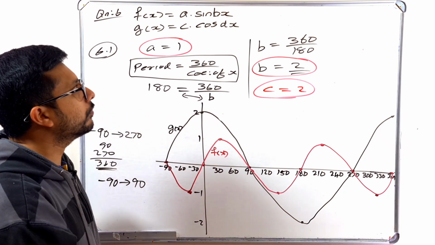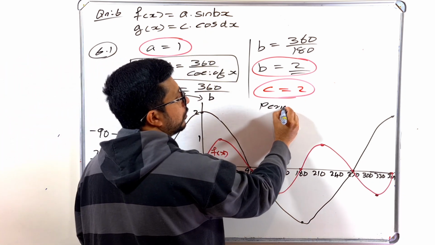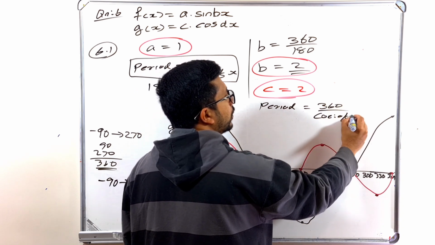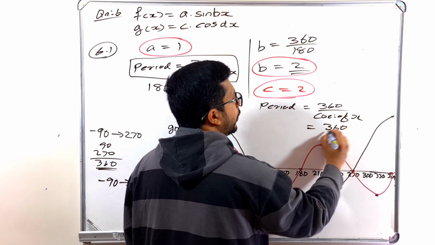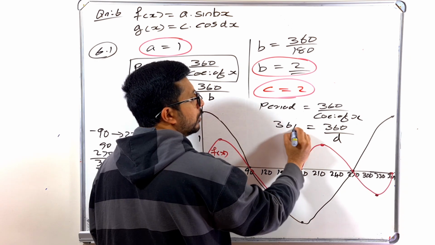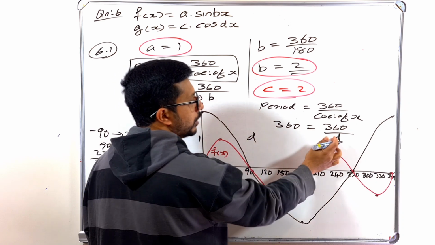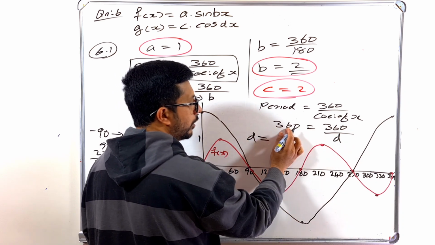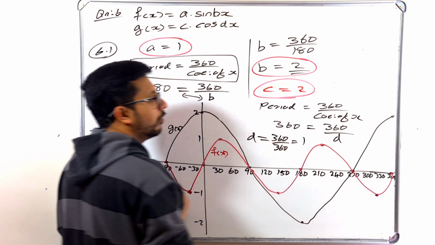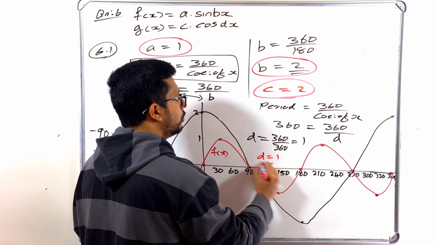Otherwise, how can you find the period of a cos graph? Same formula. Period is equal to, what is the formula? Same formula for sine and cos graph: 360 divided by the coefficient of x. What is the coefficient of x here? It is d. And from the graph, I told you the period is 360. So from here, how can you find d? You just swap it around like what we did previously. This d will come here, this 360 will go there. So it is 360 divided by 360, that is 1. So the value of d is equal to 1.